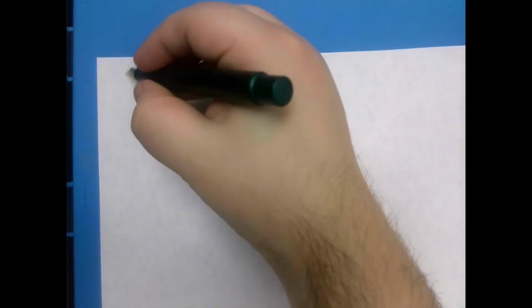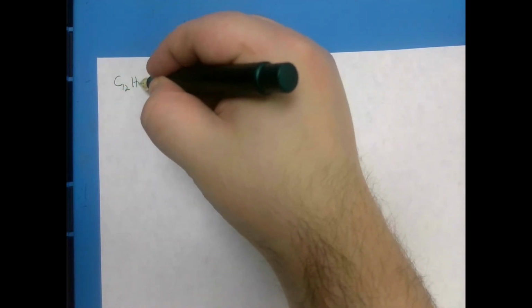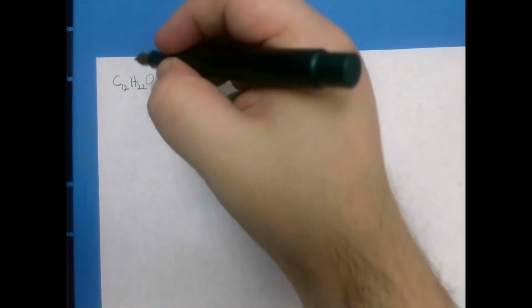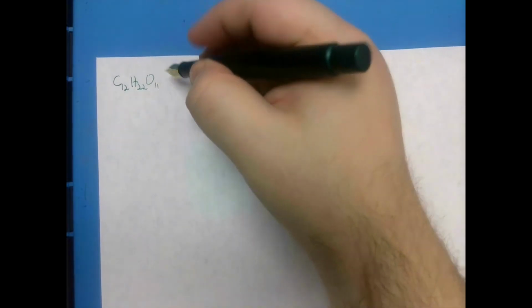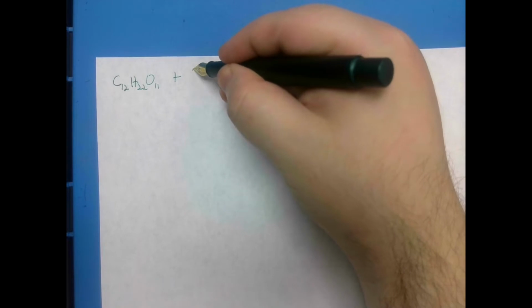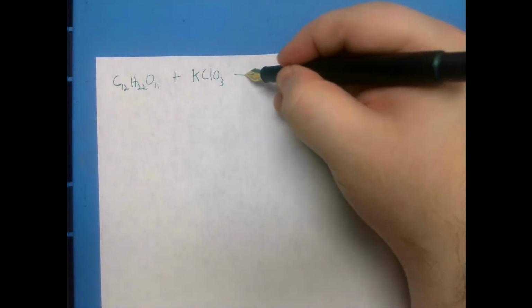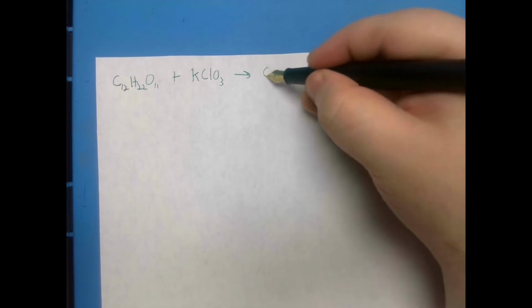Thus, the overall reaction is C12H22O11 plus... and what will be the balanced form of this? I wrote it as this. So what will be the subscripts?